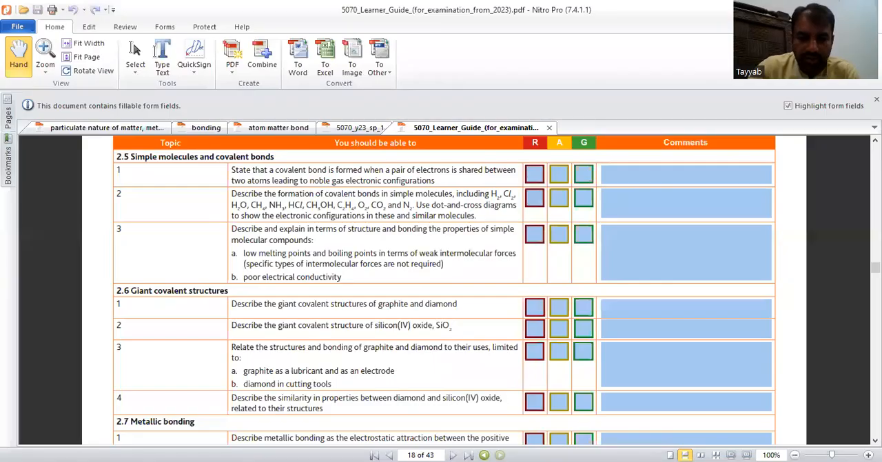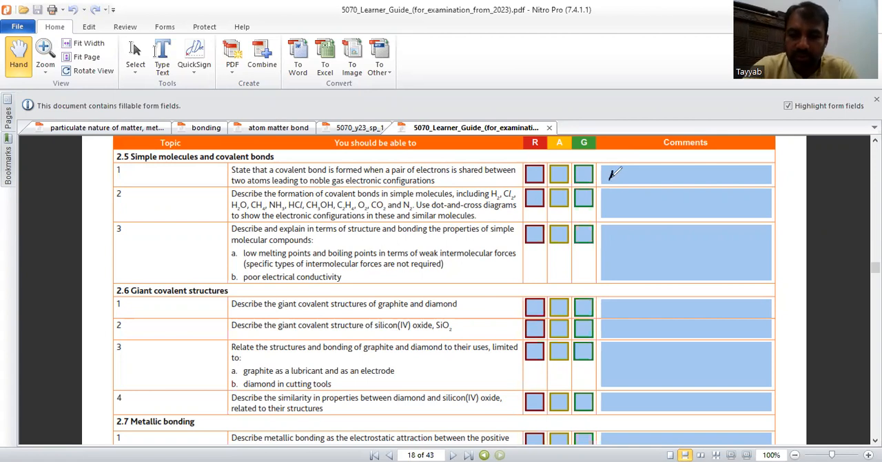Yes, dear students, today we are going to revise covalent bonding with the help of the revision checklist. Here, in this revision checklist, the first point is: state that a covalent bond is formed when a pair of electrons is shared between two atoms, leading to the noble gas electronic configuration.